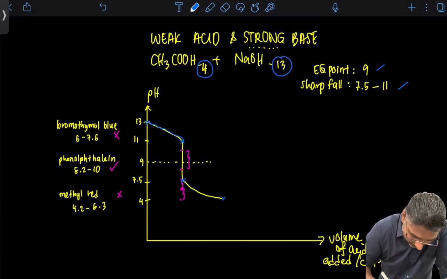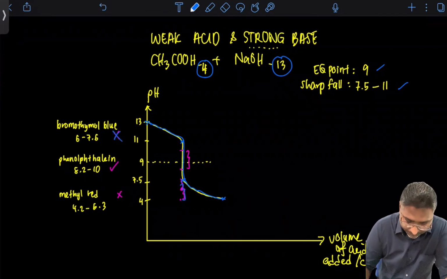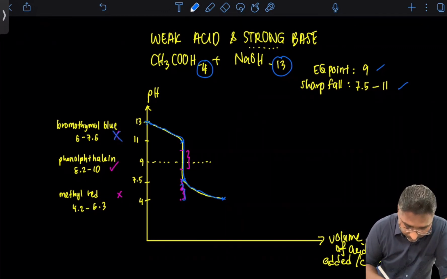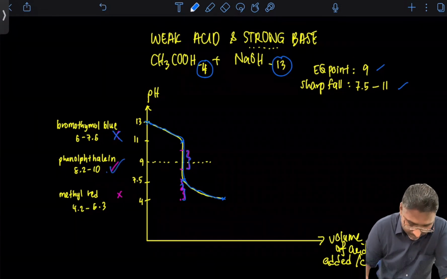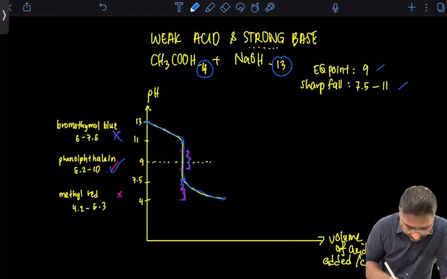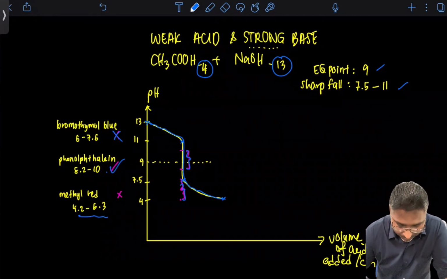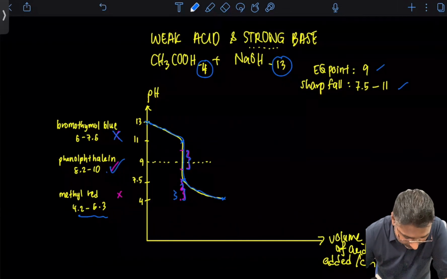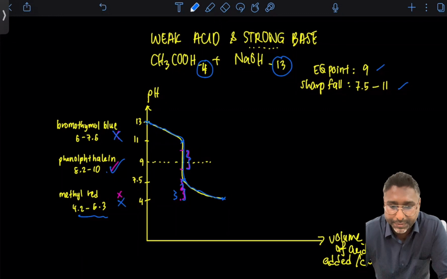And then let's look at the suitable indicator. Bromothymol blue 6 to 7.6 is somewhere here only, cannot. 8.2 to 10 is within the range, can. 4.2 to 6.3 is within here only, cannot. You must be within the sharp drop, which is going to be 7.5 to 11.